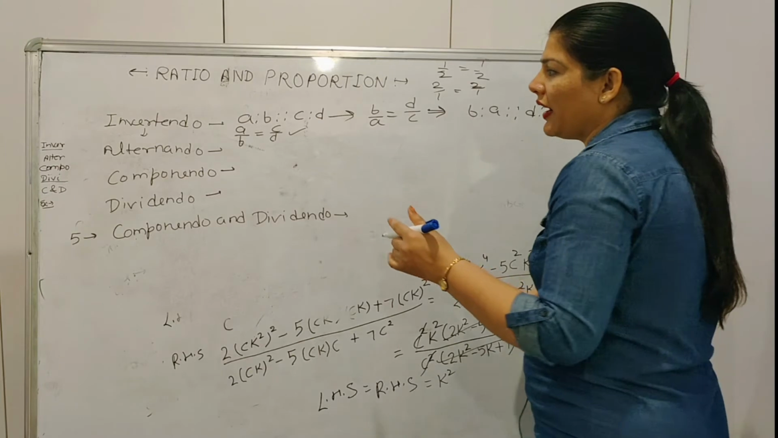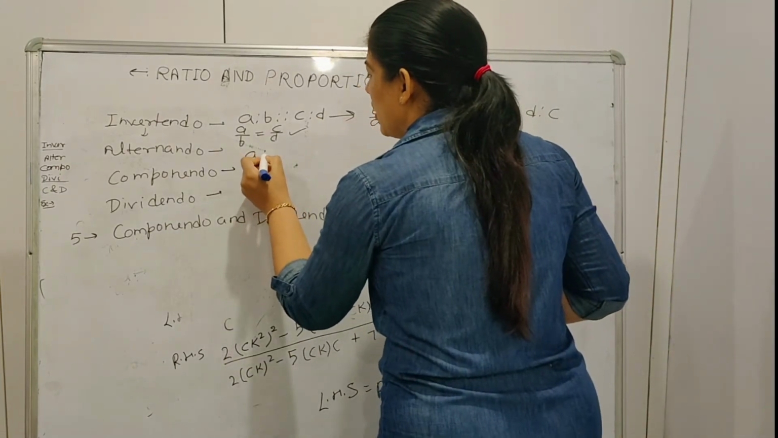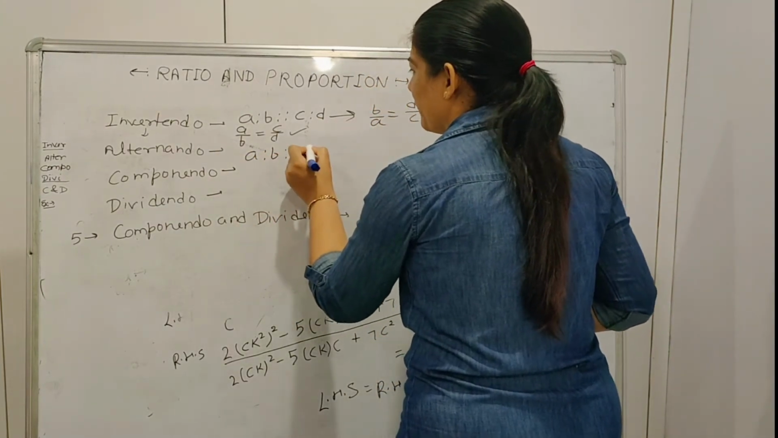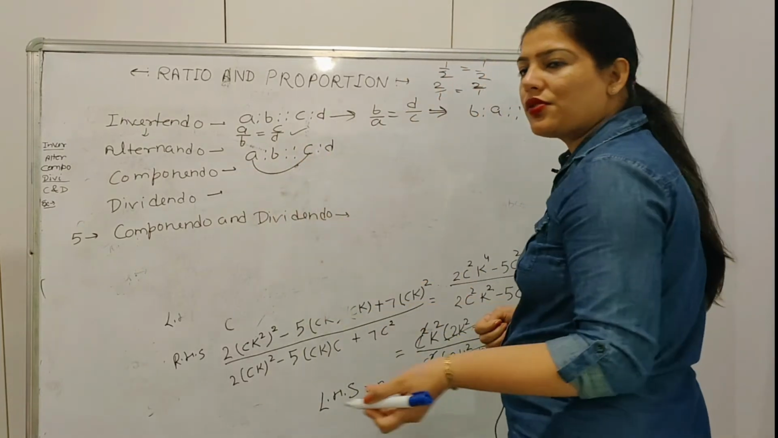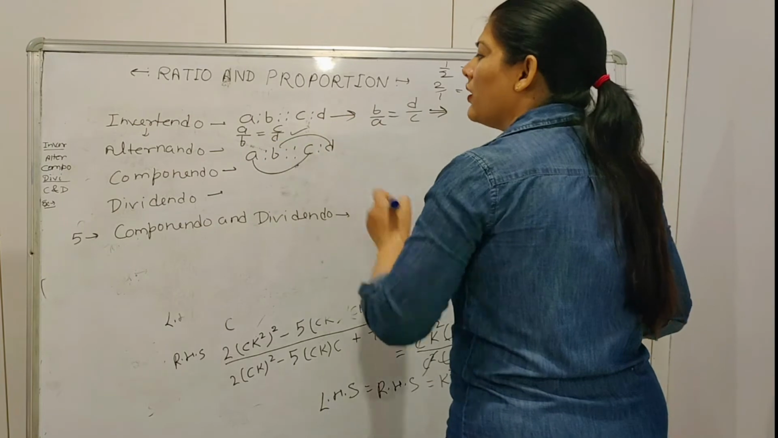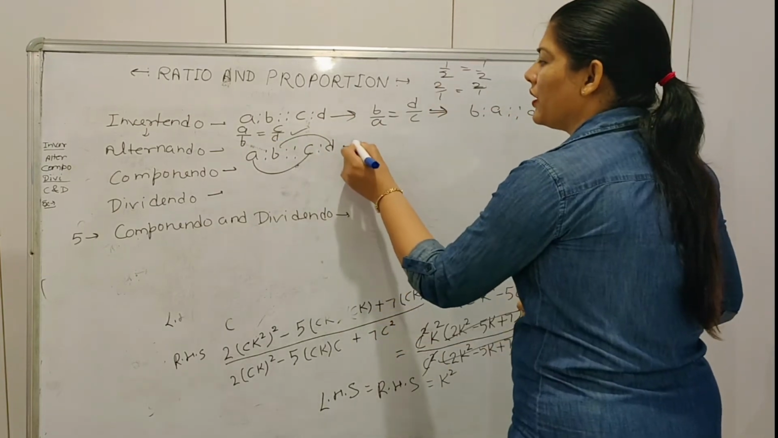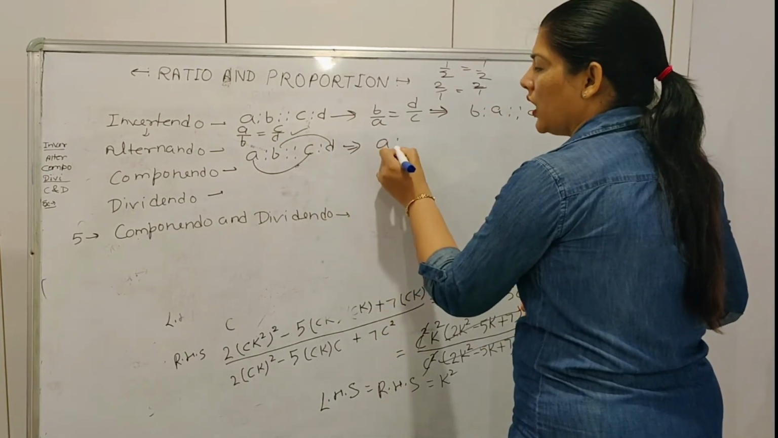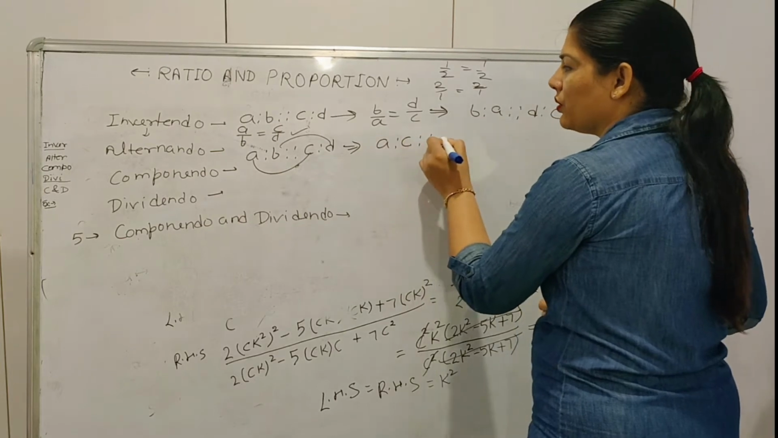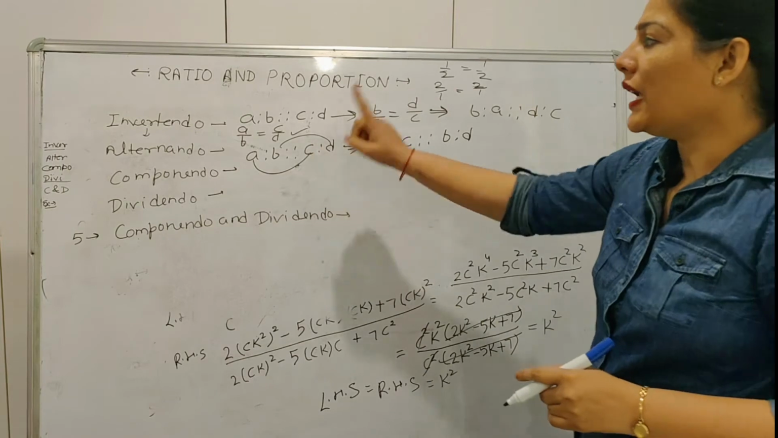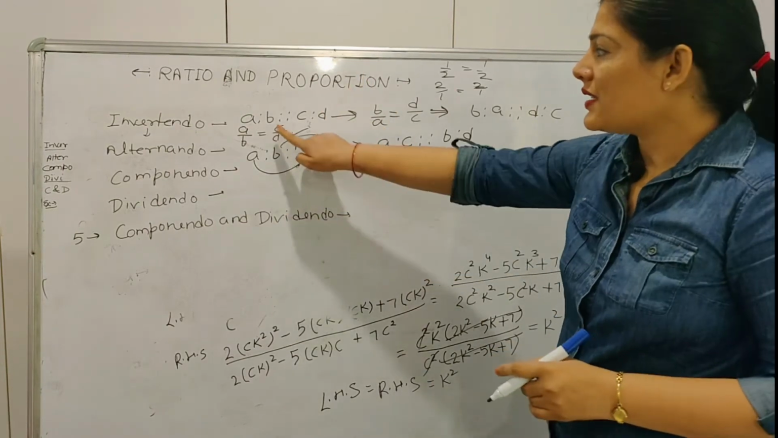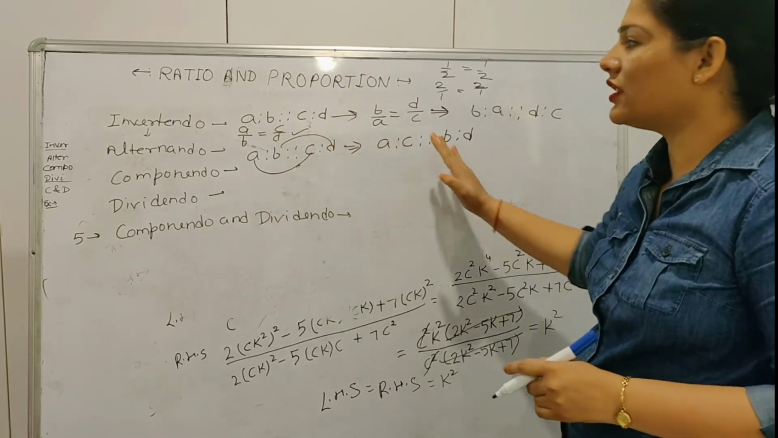Okay. And what is alternando? In alternando the ratio of first and third will be equals to the ratio of second and fourth. So you can write it as A is to C is proportional to B is to D. While this was given, in each of these cases this is given, then we have this also.